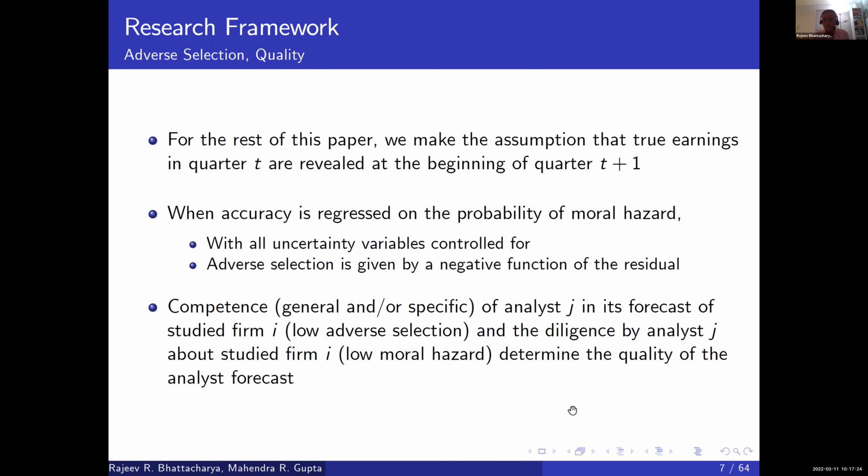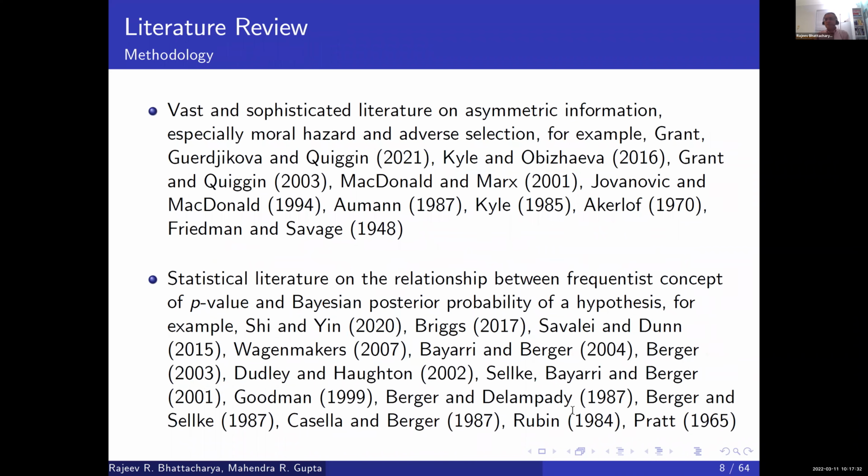This fits in with a lot of the literature that talks about the quality of analyst forecasts. On methodology, the first is the vast and sophisticated literature on asymmetric information, especially moral hazard and adverse selection, including our good friend Simon Grant at ANU, where I presented. Simon was very helpful in a lot of his comments.